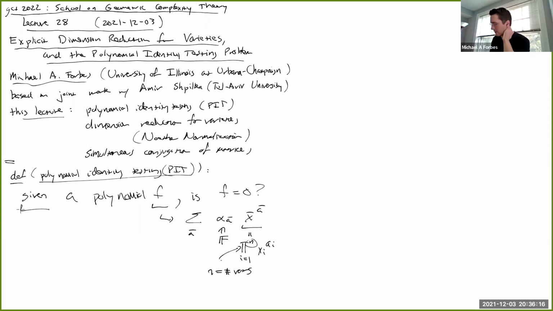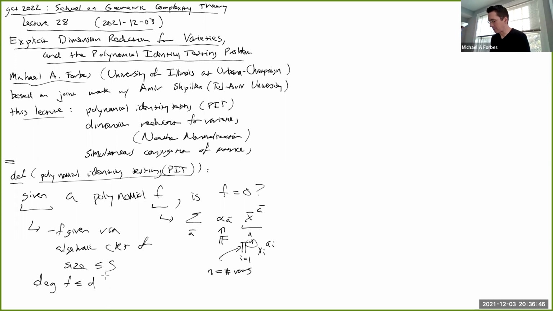We also have to ask, what does it mean to be given a polynomial? Here we're saying that f is given via an algebraic circuit, which I abbreviate as CKT, of small size at most s. We've seen what algebraic circuits are, and there are other models one can consider, formulas and so on. We'll also be assuming that the degree of f is at most d. So the parameters I'm dealing with are the size s, the number of variables n, and the degree d. And so that's the question.